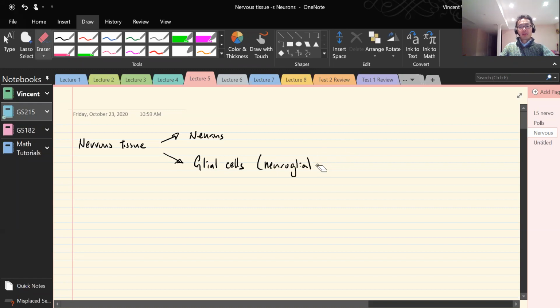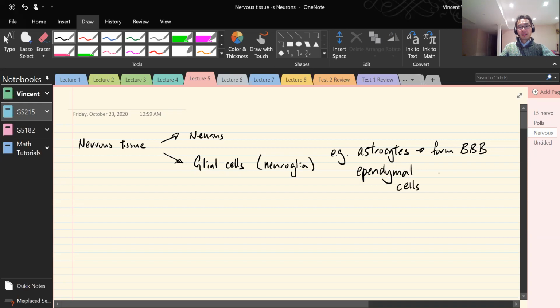Okay, so there are different types of glial cells, different types of neuroglia. I'll just give you some examples. We have things like astrocytes. The function of astrocytes is to form what we call the blood-brain barrier. We will talk more about it next time. We have things like ependymal cells. The ependymal cells help form cerebrospinal fluid. Again, we'll go into more details next week about these things.